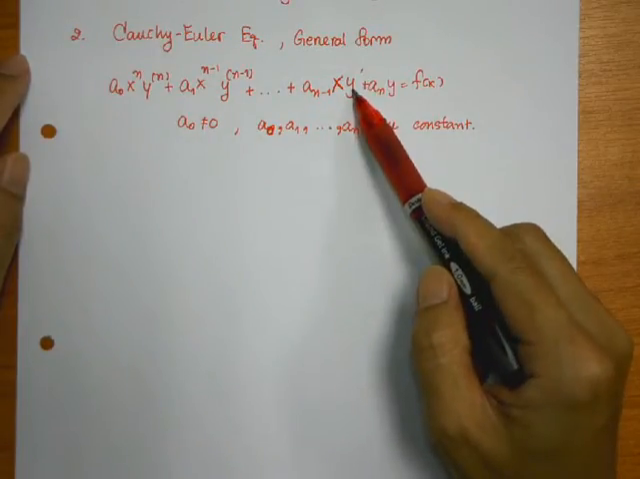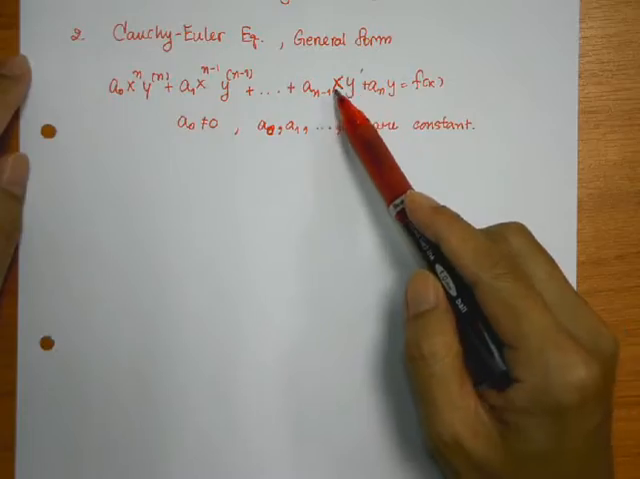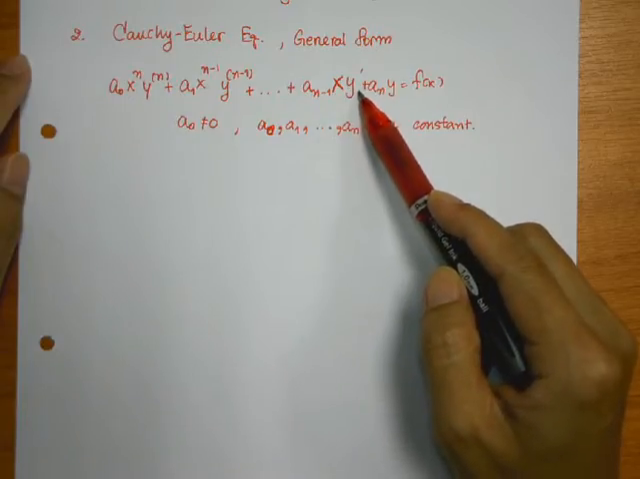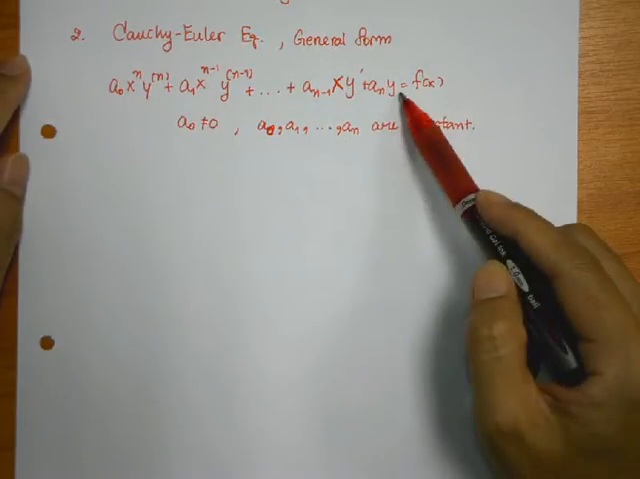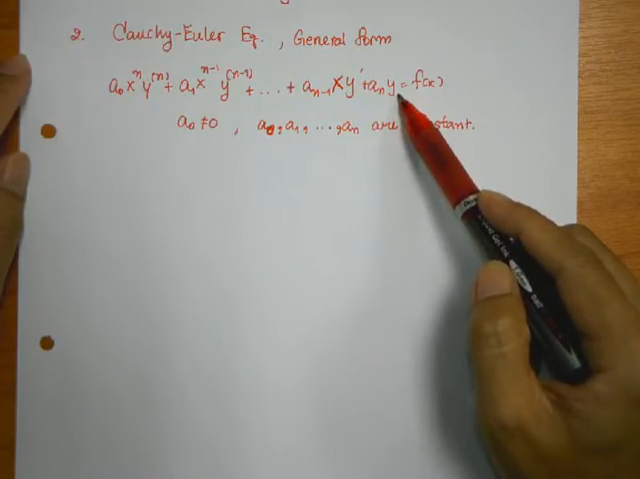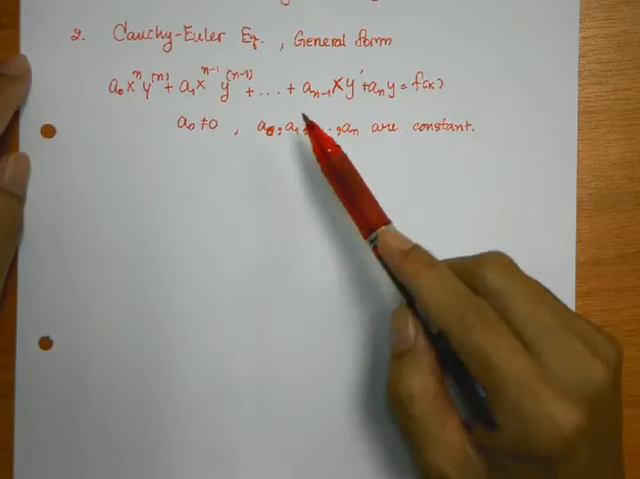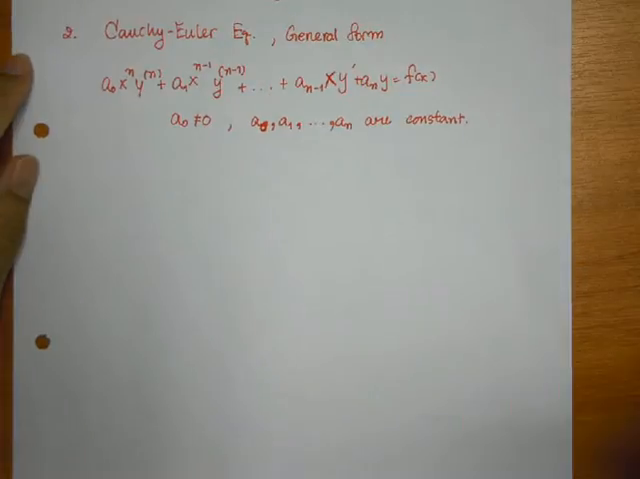This one, y is the first derivative, so you have x times its term. This one doesn't have a derivative, so you have x to the power 0. This is called the Euler equation.